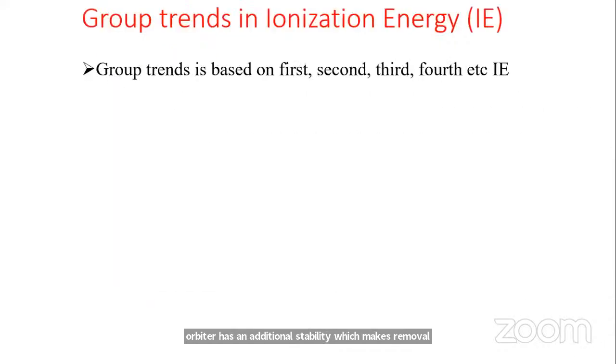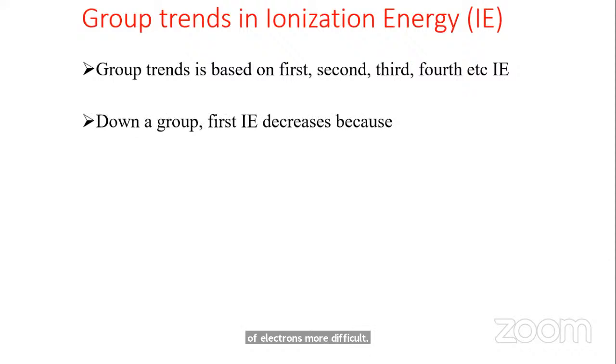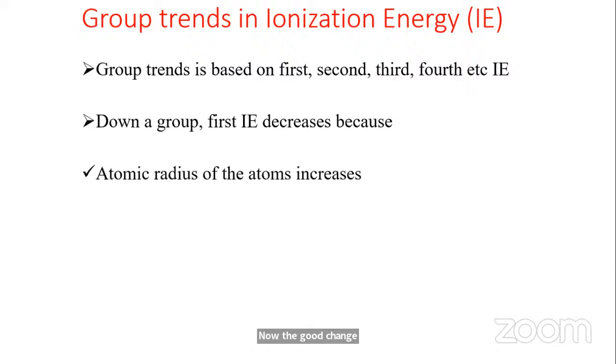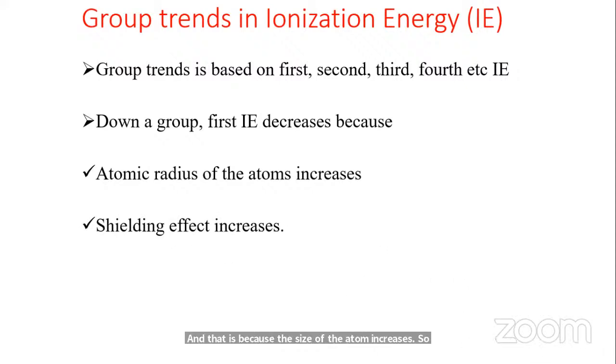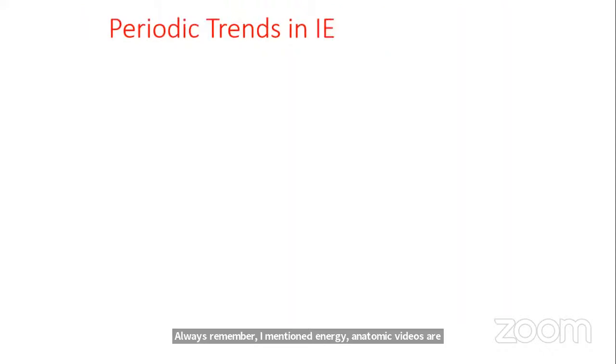Now, the group trends. For the first ionization energy, we said that we are looking at the first ionization energy. As we go down the group, the first ionization energy decreases. And that is because the size of the atom increases. So as the size of the atom increases, the ionization energy decreases. Always remember, ionization energy and atomic radius are inversely proportional. And also remember, down the group, the shielding effect increases.